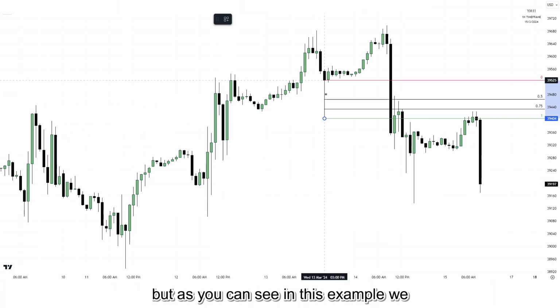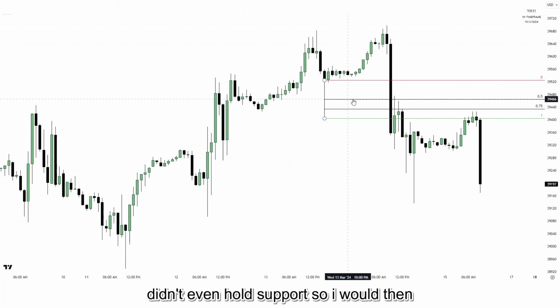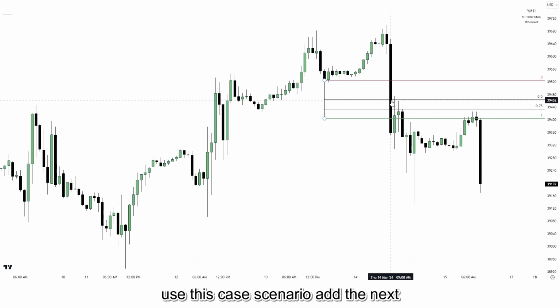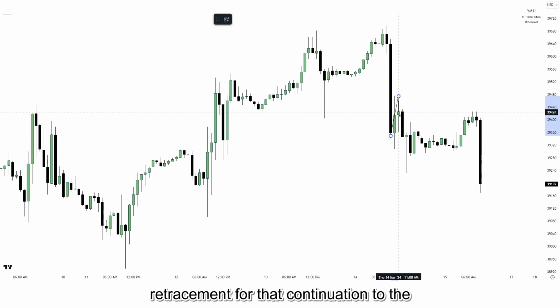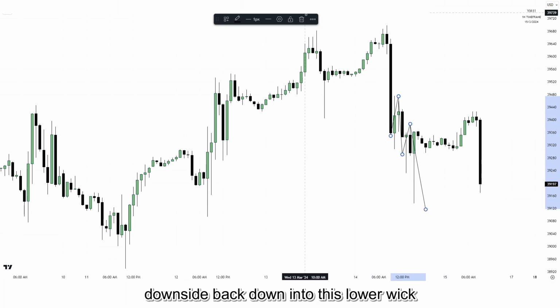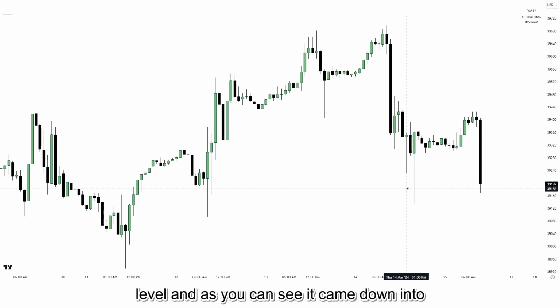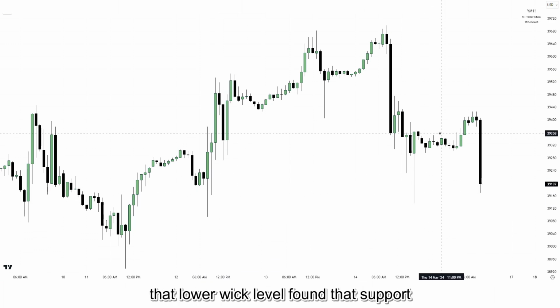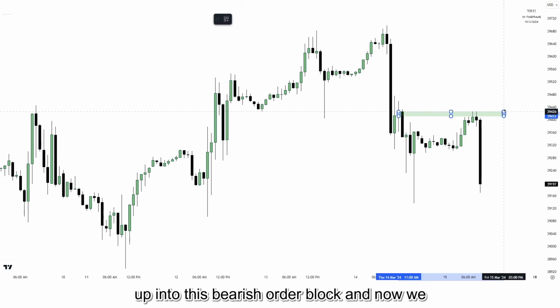But as you can see in this example, we completely broke through that long wick. We didn't even hold support. So I would then use this case scenario on the next candlestick. I would anticipate some type of retracement for that continuation to the downside, back down into this lower wick level. And as you can see, it came down into that lower wick level, found that support, pushing back higher until we reach back up into this bearish order block.